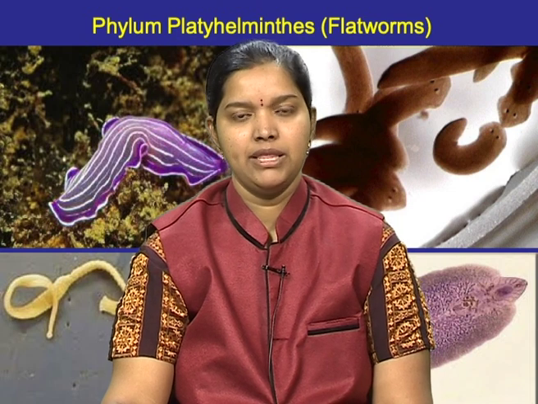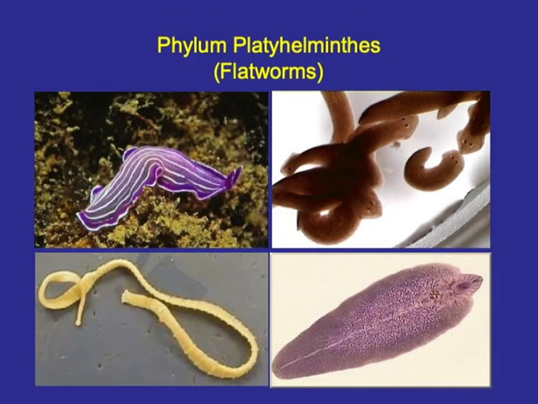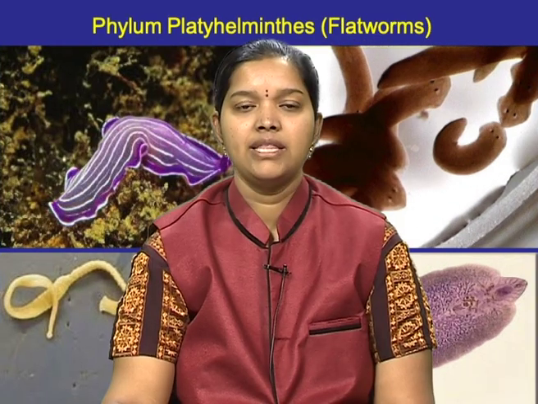This is Dhatri and today we are going to discuss the phylum Platyhelminthes. The phylum Platyhelminthes belongs to the kingdom Animalia and the organisms which belong to this phylum are called flatworms. They are parasitic as well as free living forms, and more than 13,000 species belong to this phylum.